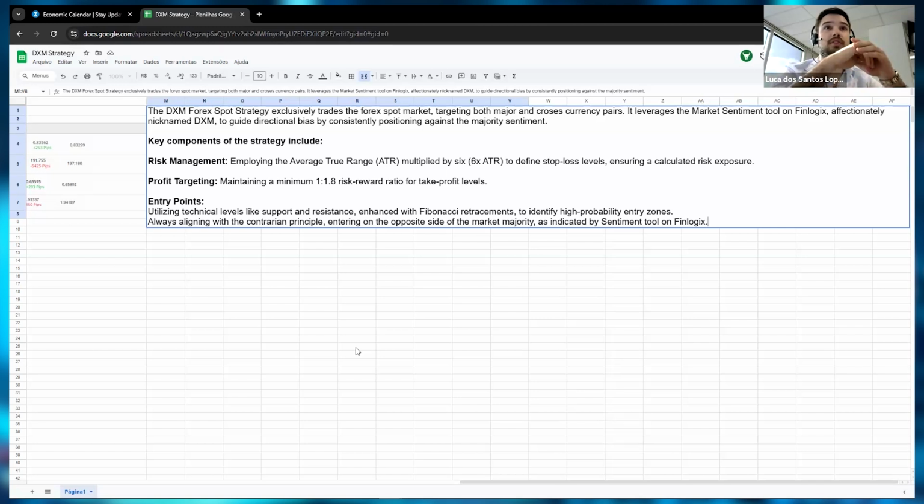And then we calculate the risk exposure. The profit target is maintaining a minimum 1.1 to 1.18 risk reward ratio for take profit levels. For the entry point, we utilize technical levels like support, resistance, and Fibonacci retracements to identify high probability entry zones. And we always align with the contrarian principle, entering on the opposite side of the market majority. So this is why we use the sentiment tool on FinLogics.